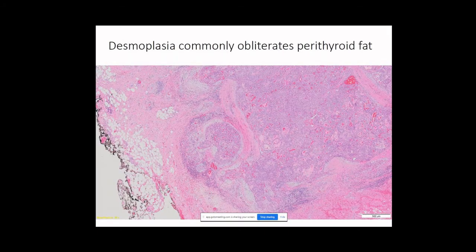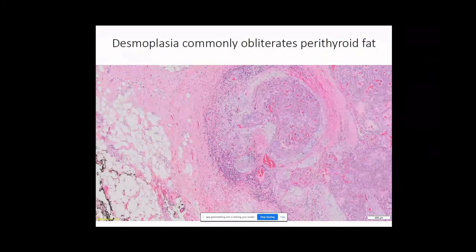Okay. So what are some of the problems? Well, as you've heard, desmoplasia will commonly obliterate perithyroid fat. Next, please. Next. So if you do see carcinoma within the fat, that's a very easy call. But what if that interface is obliterated by scar tissue? And that's very common. So what do you do then? Okay, next, please.